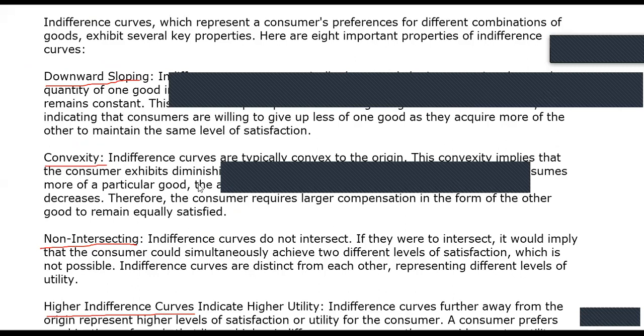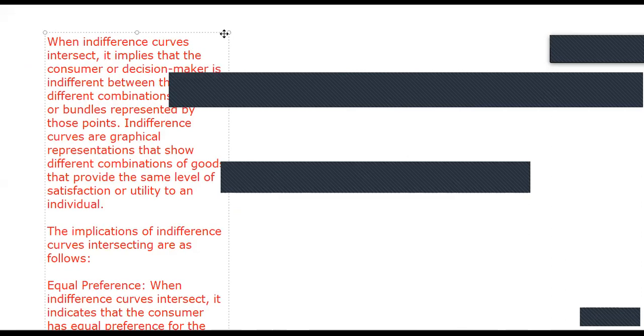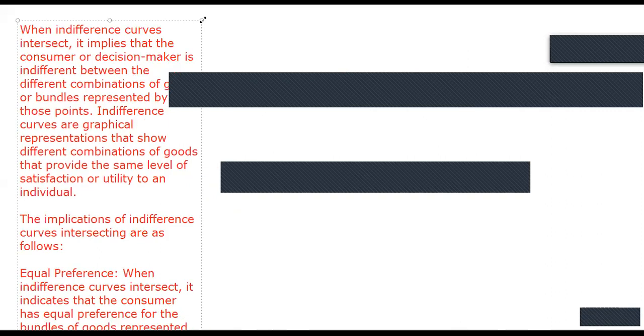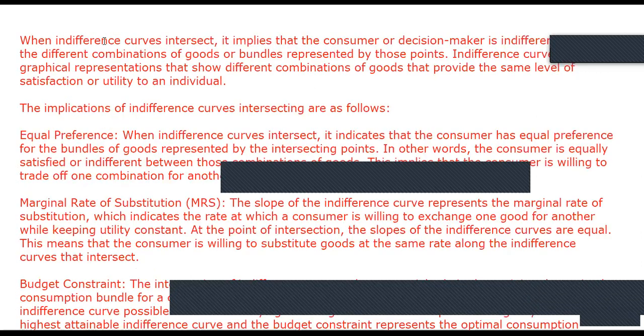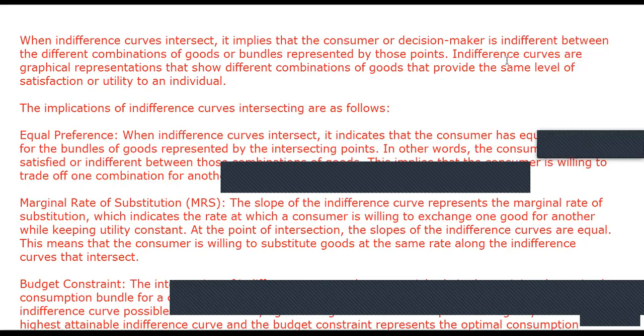Now I'm going to dwell on one point which came in the exam, which asks the implication of what? Indifference curves crisscrossing. What is the implication? So indifference curves, to start with, must never crisscross. But if they do, this is the implied aspect. If they intersect, it implies that the consumer or decision maker is indifferent to different combinations of goods and bundles.